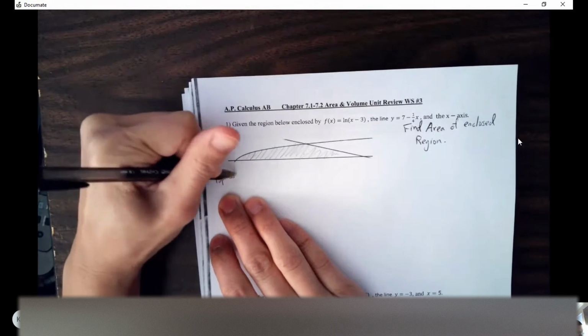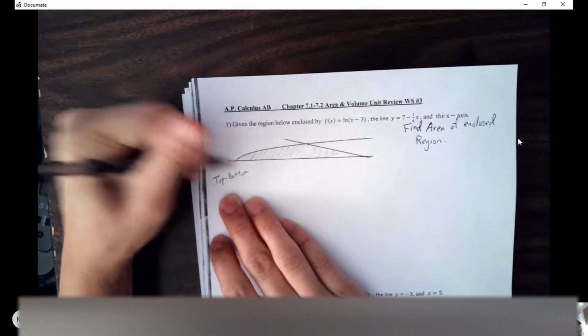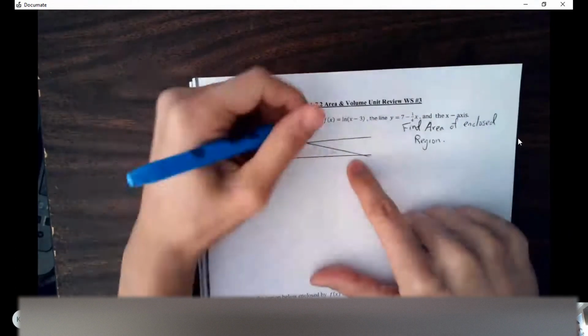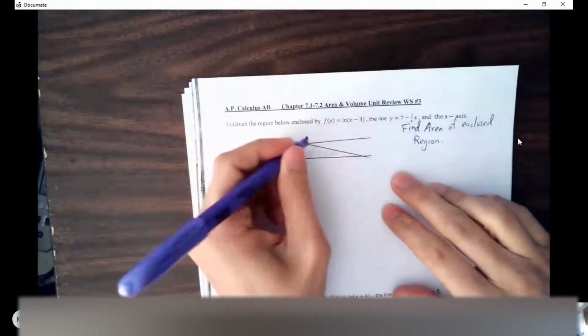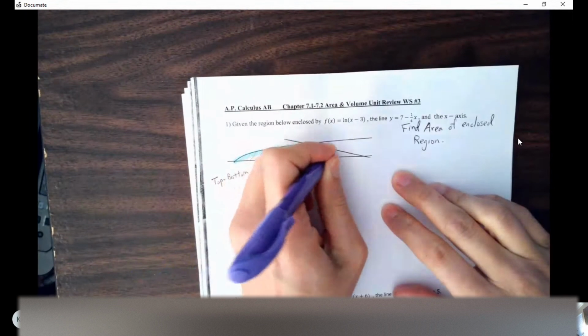The two functions, because they're different. Yeah, the top functions are different, right? So because of that, we would have to rely on two separate integrals, right? We have one side being the natural log of x minus 3, and then the other side is turning into that linear graph.